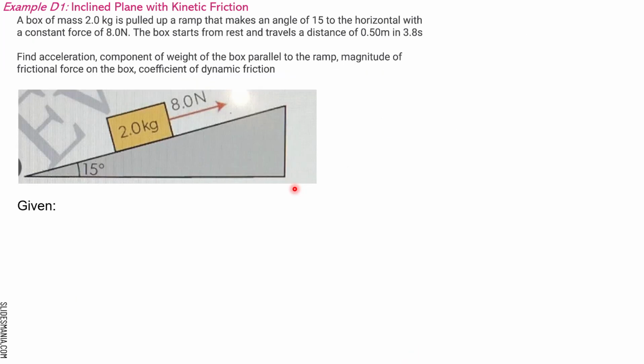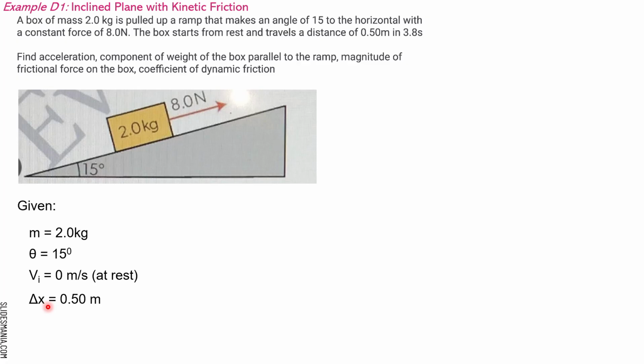So first, let's list the given quantities in this problem. The problem tells us that the mass of this box is 2 kilograms. The angle that the ramp makes with the horizontal surface is 15 degrees, so it's inclined by 15 degrees. Let's denote that as theta equals 15 degrees. Vi, the initial velocity of this box, is equal to 0 meters per second, so basically it means that it's at rest.